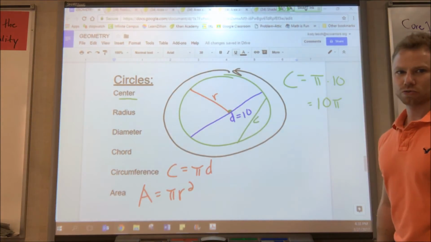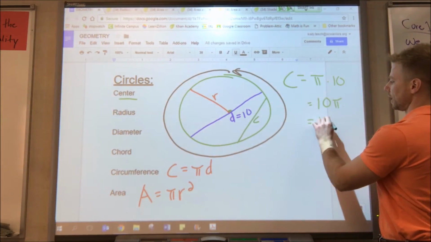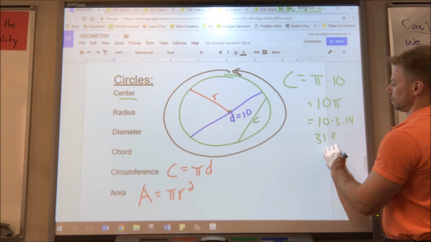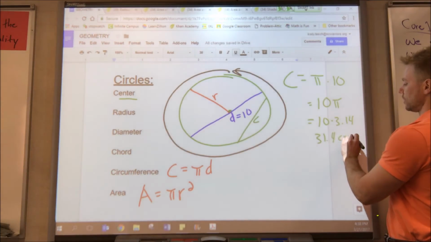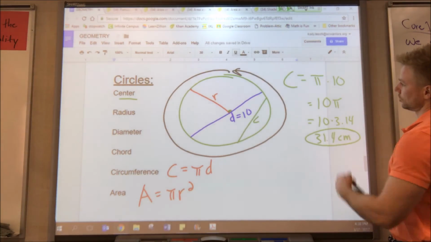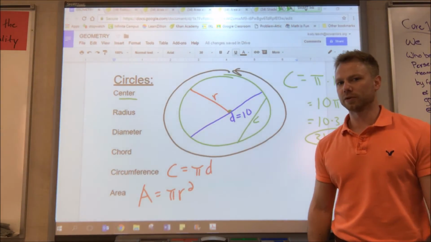Sometimes I will ask you to use 3.14 instead of just the pi symbol. In that case, you would do 10 times 3.14, which is 31.4. And if that's centimeters, that would be centimeters, not squared, just centimeters for the circumference. Because remember, circumference is like the perimeter.